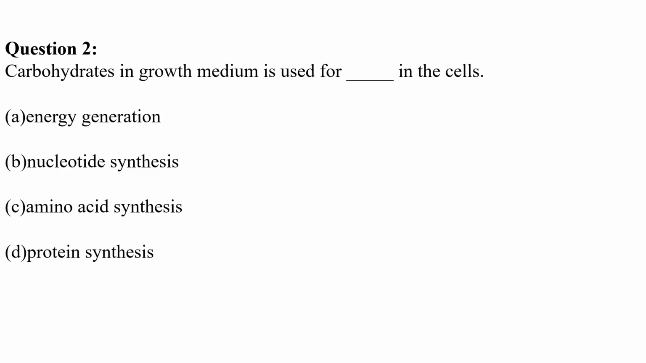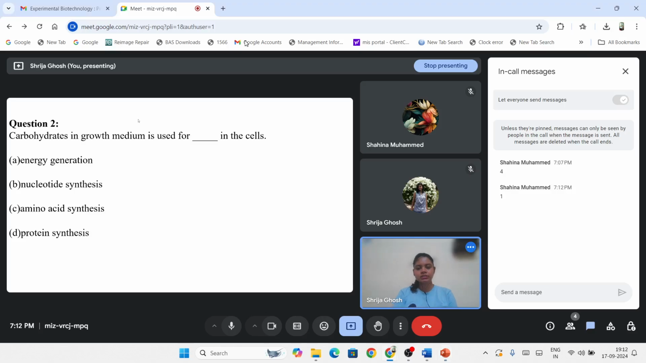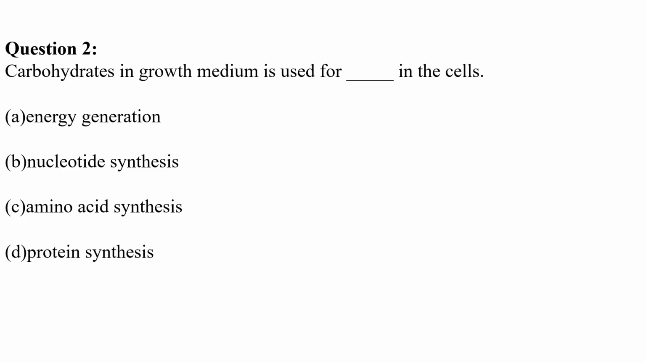Carbohydrates in the growth medium are used for dash in the cells. Yeah, you have answered option 1, that is energy generation. Yes, that is the correct answer. So carbohydrates, mainly the most common carbohydrate is sugar.